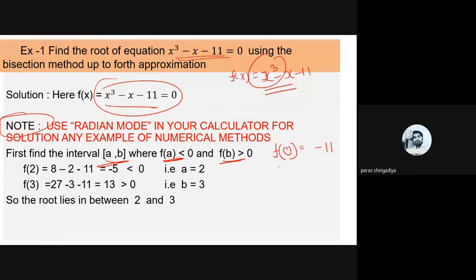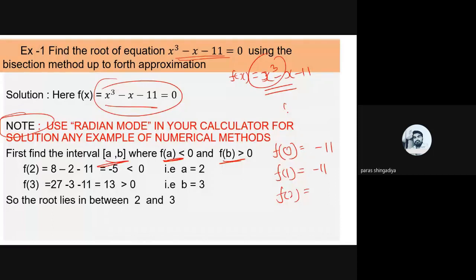Then f of 1, the next perfect value is 1. So what is f of 1? That is also minus 11, because 1 cube minus 1 minus 11. 1 minus 1 will cancel, remaining is minus 11. So it is also minus 11. Then f of 2. We need one interval where at one point the function is negative and at the second point the function is positive. So what is the answer of f of 2?